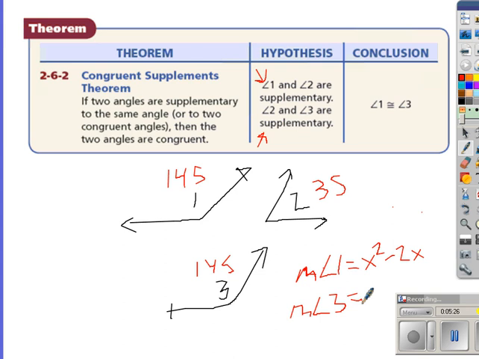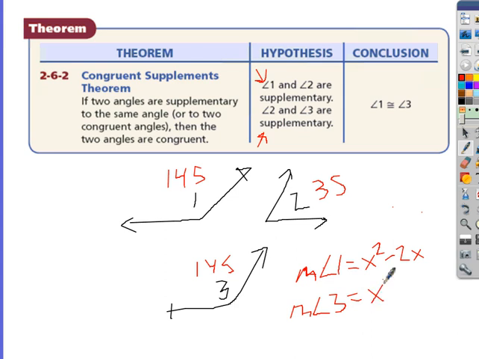2. We don't have to worry about angle 2 anymore, because this theorem says that angle 1 and angle 2 are congruent, which means they must have the same measurement. So the measure of angle 3 is also going to be x squared minus 2x. It doesn't matter what x is. This congruent supplements theorem tells us that they have to be congruent. They have to have the same measurement. So it allows us to make that shortcut.